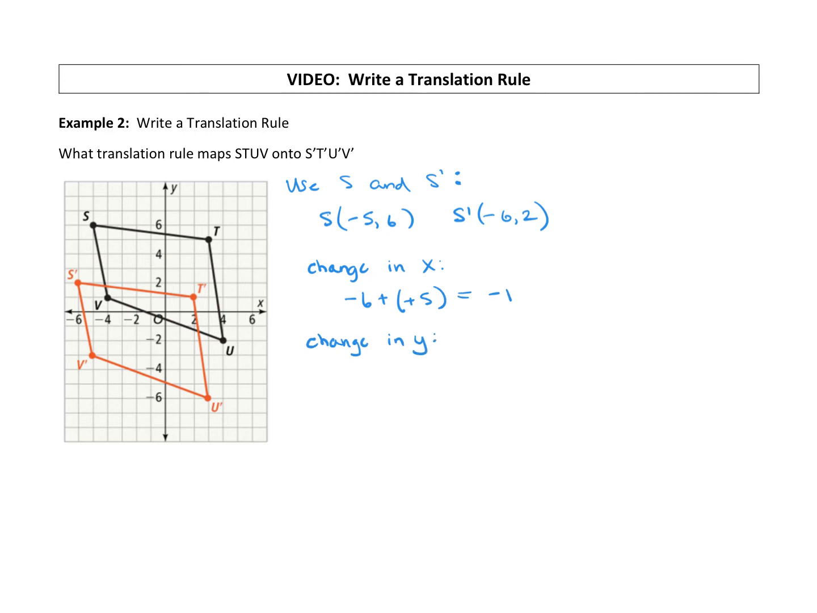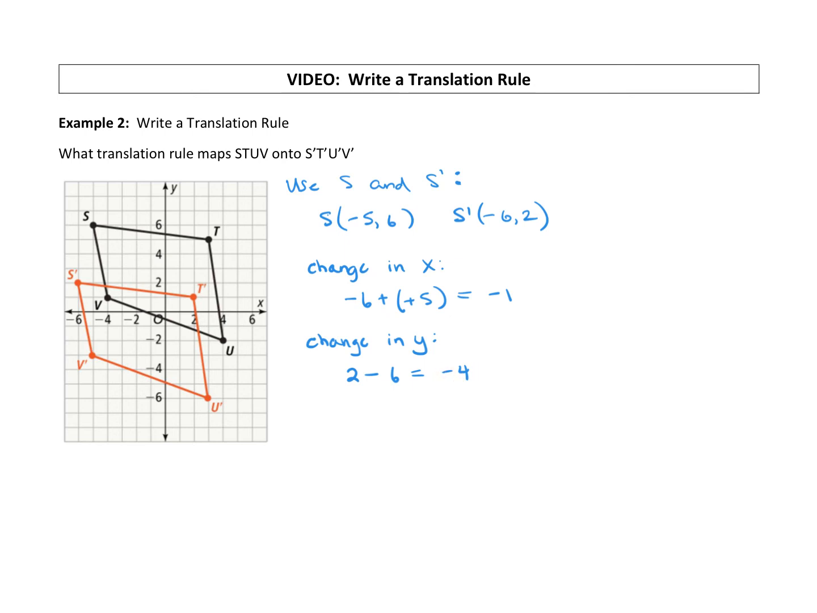All right, let's find the change in Y. So again, we just have to remember to start with where it landed. So our image, S prime, our Y is a 2. We're going to subtract the Y of the pre-image, 6. And we get -4. So the change in the Y was a -4, which means it went down 4.